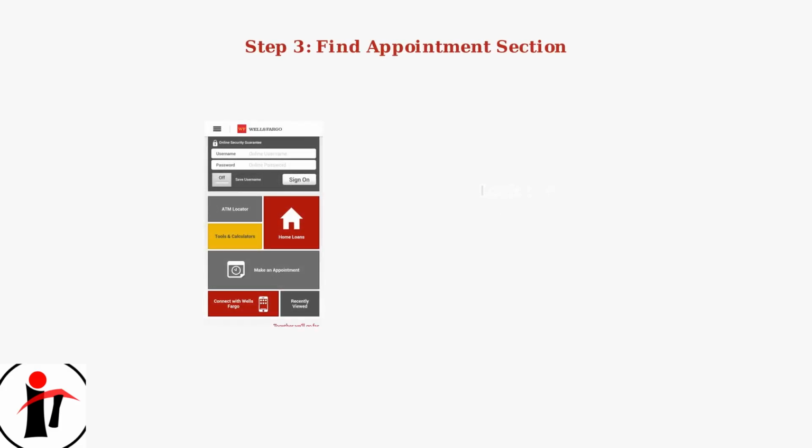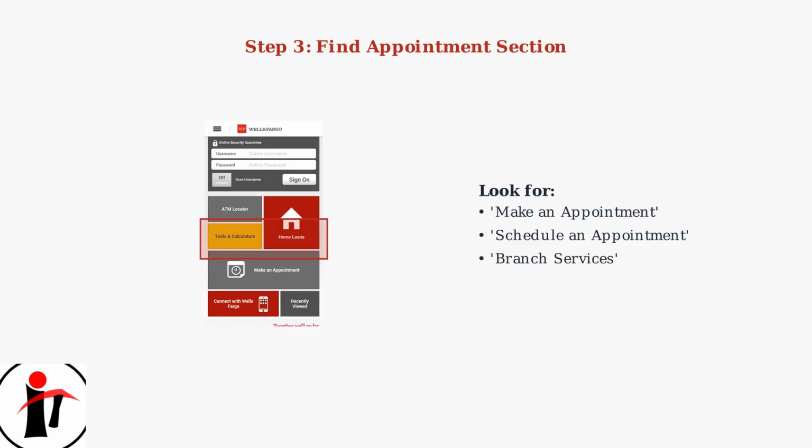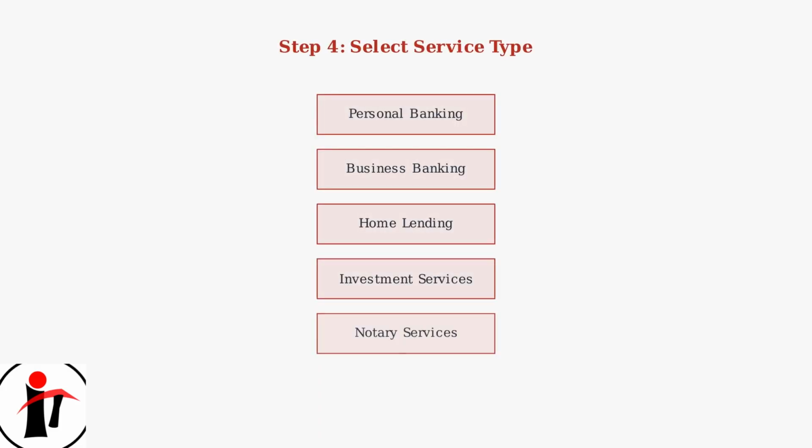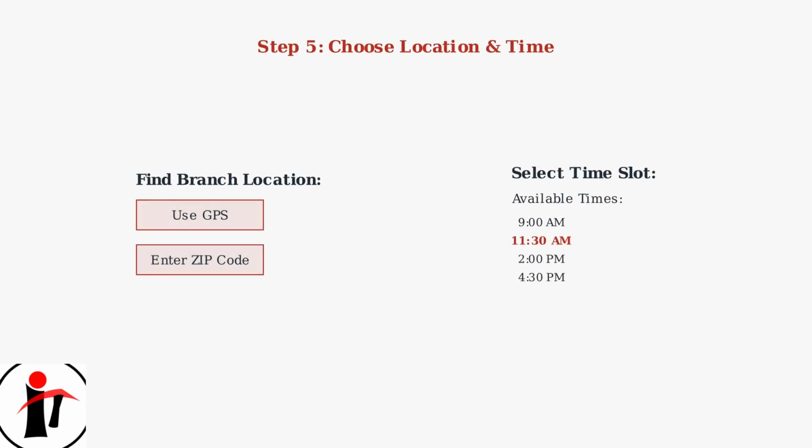After logging in, navigate to the appointment scheduling section by tapping the menu icon or looking for Make an Appointment in the main interface. Next, select the type of service you need. Wells Fargo offers appointments for personal banking, business banking, home lending, investment services, and more. Choose your preferred branch location using GPS to find nearby branches or by searching with a zip code. Then view available time slots in real time and select your preferred date and time.